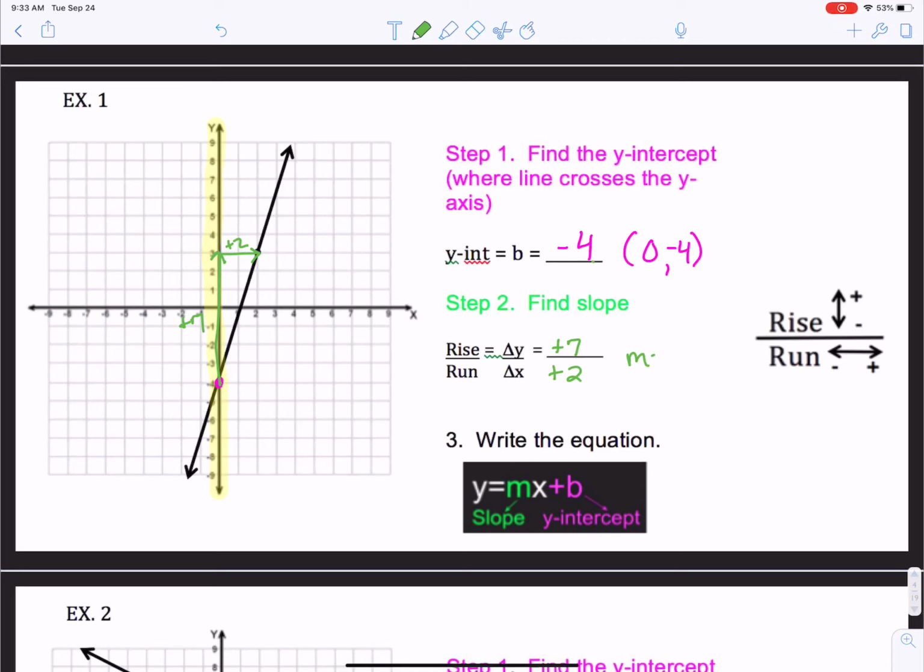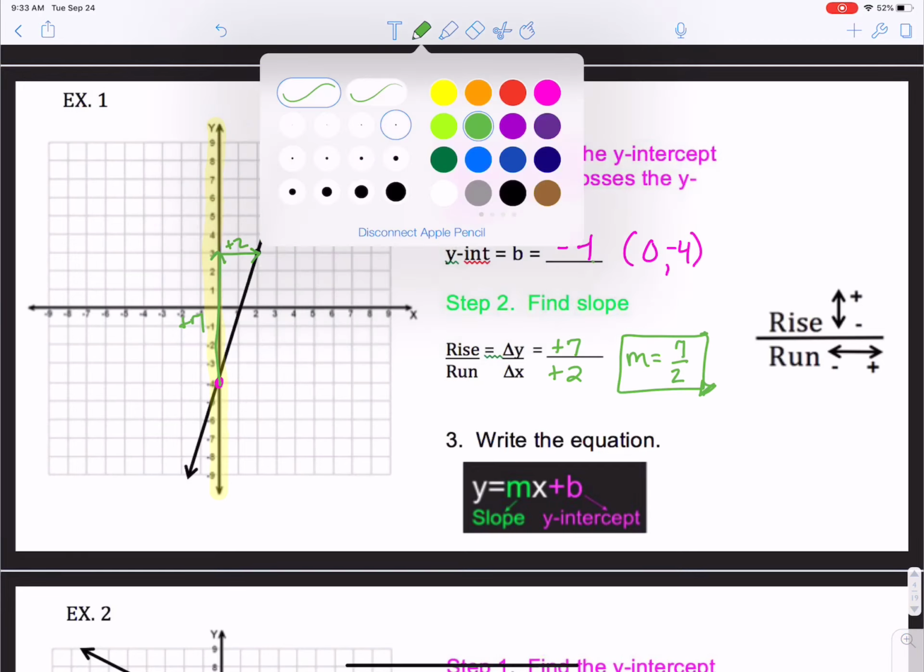And then we always want to make sure our slope is simplified. So a positive divided by positive is positive. 7/2, if I simplify that fraction, the only common factor is 1. So my slope is 7/2. So at this point, I have my slope, I have my y-intercept. I can write the equation of the line.